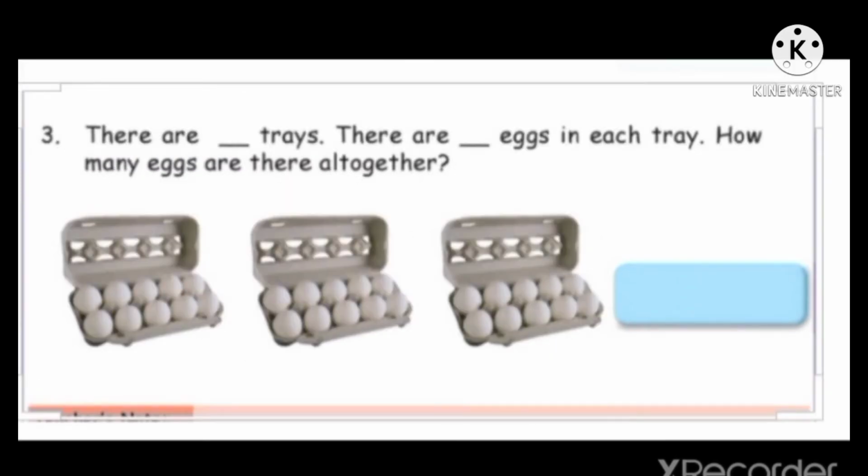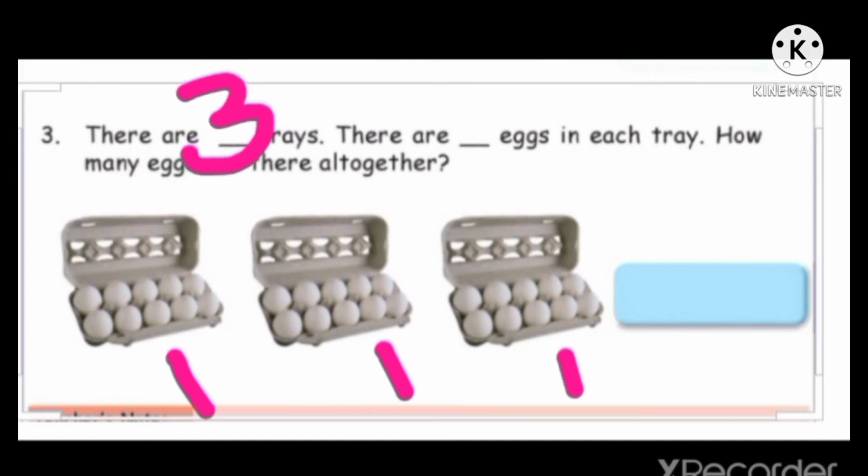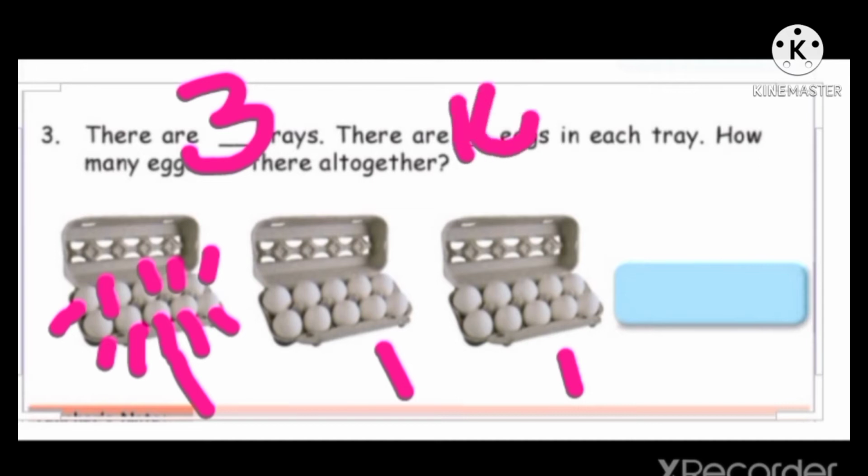Third sum, there are dash trays. How many trays are given here? 1, 2, 3. So there are 3 trays. There are dash eggs in each tray. How many eggs in a tray? 1, 2, 3, 4, 5, 6, 7, 8, 9, 10. 10 eggs in each tray.